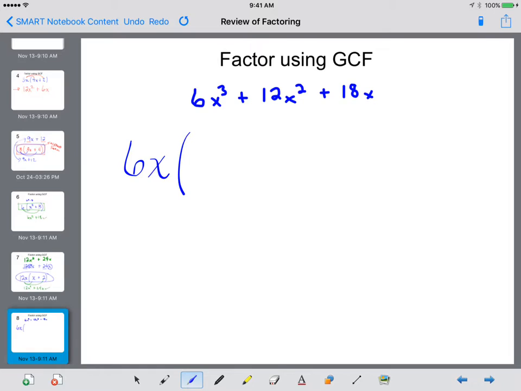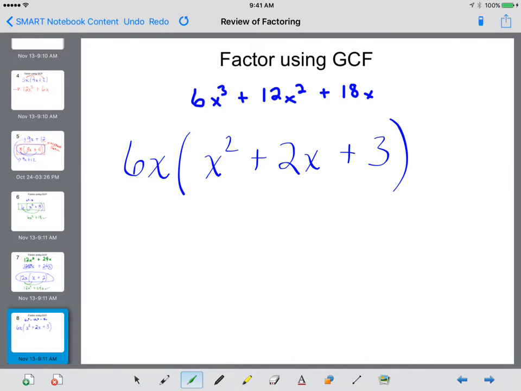So we have 6x squared. Okay, 6x to the third power. I take out a 6x, so I am just left with an x to the second power. Plus, I take 12 divided by 6. That leaves me with 2. If I take 1x away from an x to the second, I have 1x left over. 18, if I divide it out of 6, I'm left with 3. And if I take that x out, there's none left over.